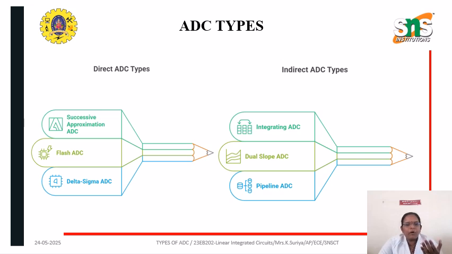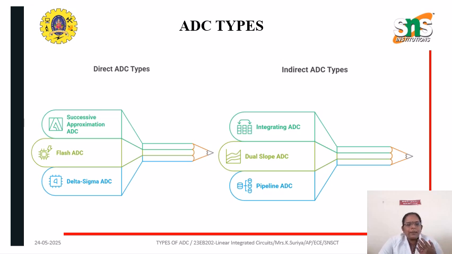If the ADC performs the analog to digital conversion by an indirect method, then it is called an indirect type ADC. In general, first it converts the analog input into a linear function of time or frequency, and then it will produce the digital output in the indirect type ADC.